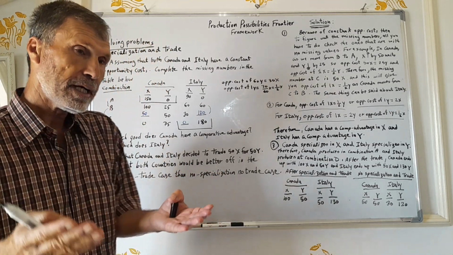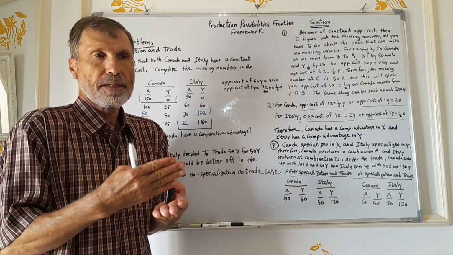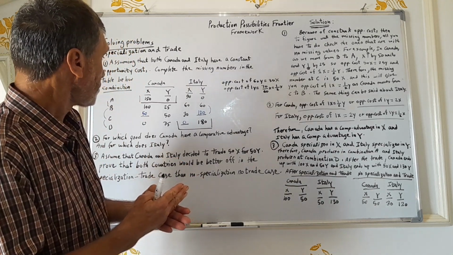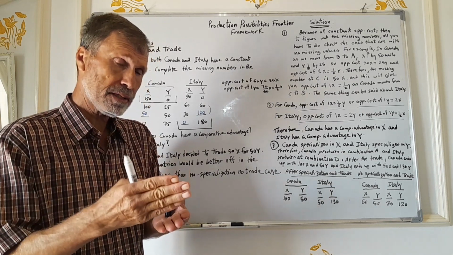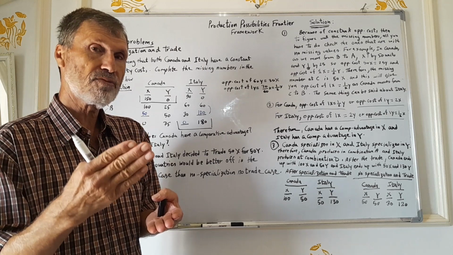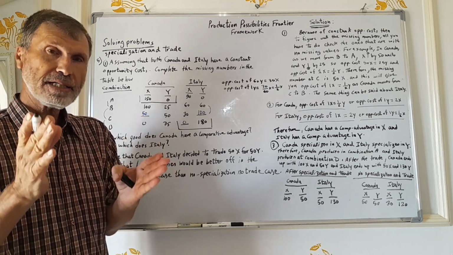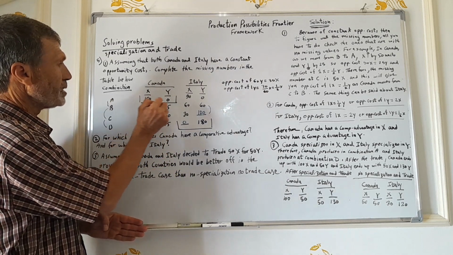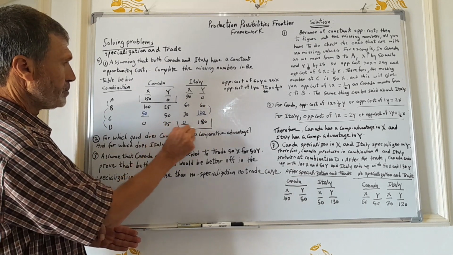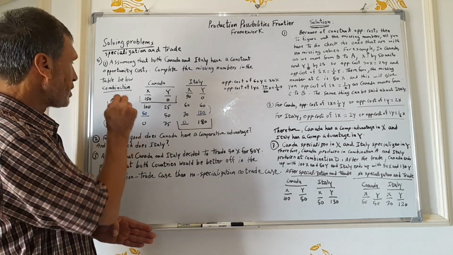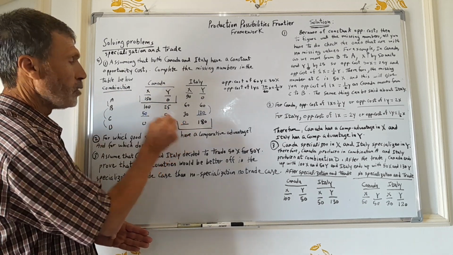Okay? And so both decided to trade 50x for 50y, which means Canada gives 50x to Italy, and in return Canada will receive 50y. So now, when Canada specializes in x, it produces at combination A, as you can see. When Italy specializes in y, it produces at combination D, here. In other words, Canada produces only x and no y, and Italy produces only y and no x.